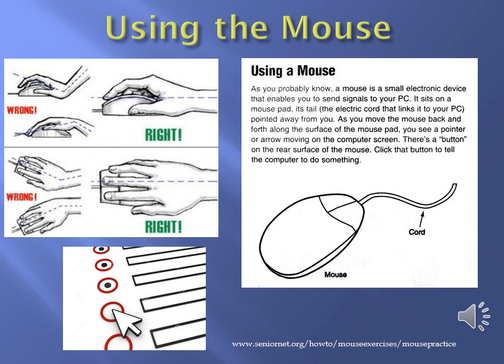There's a button on the rear surface of the mouse. Click the button to tell the computer to do something. And what it's meaning there is that left click. It's giving you the commands, if you will, of the left click, and the right click gives you a menu. So if you will, go ahead and pause this video right now.